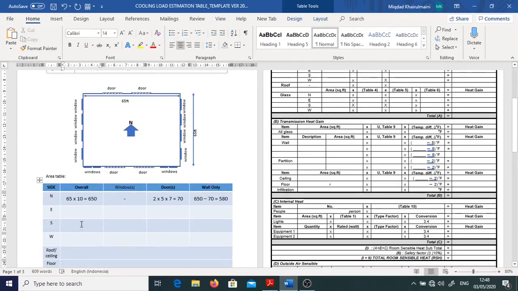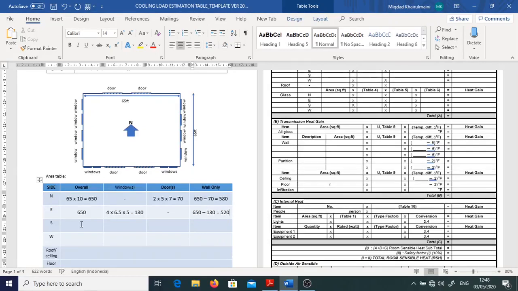So for the east, the overall is also 650. There are 4 windows. Each window is 6.5 feet wide and 5 feet high. So this one we can get 130. And then there are no doors, so we can leave it blank or dash. So the wall only will be 650 minus 130, so we can get 520.